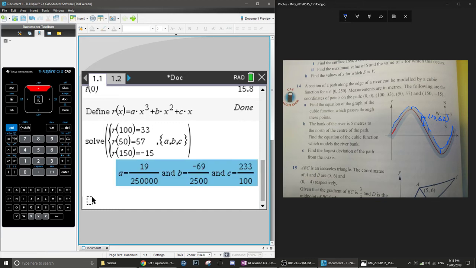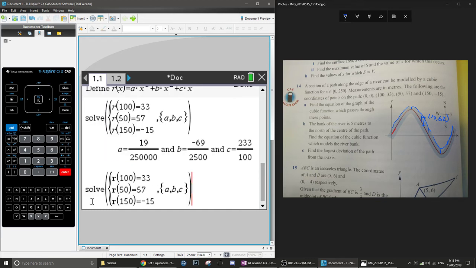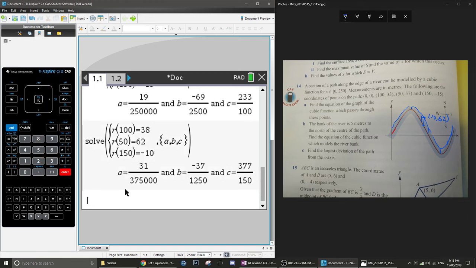So the quick and easy way of doing this, if we come back to our CAS, is press up again, press enter to bring it down. We are going to literally just make these 5 meters further north. So negative 15 would go up to only negative 10. 57 will go to 62, and 33 is going to go to 38. And there's the values of the river. Okay. Gives us our equation.